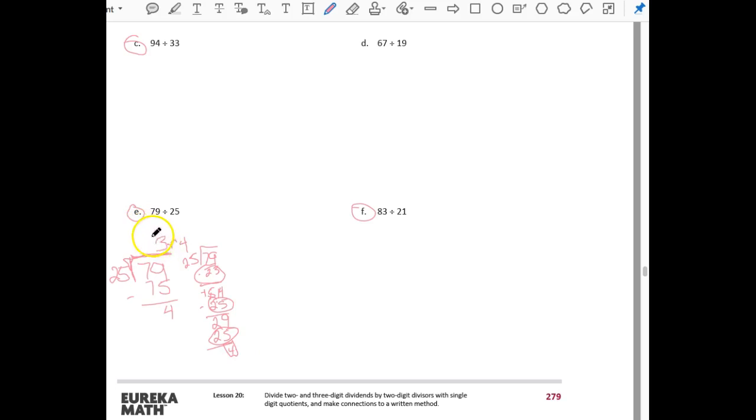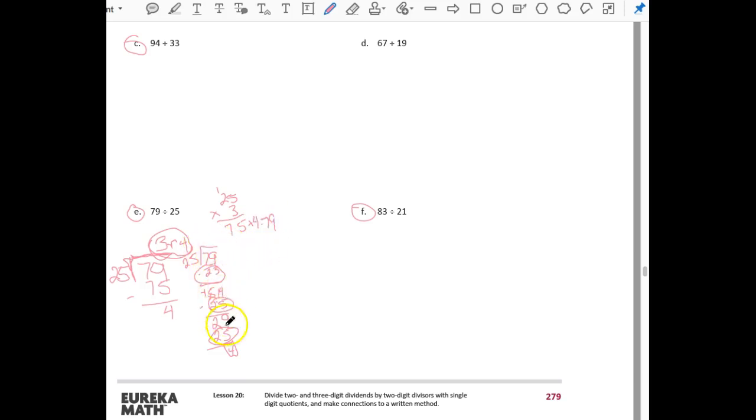I took it away. When I divided it, I fit 3 of them with a remainder of 4 inside of it. And another way to check it is to go, oh, 25 times 3. 5 times 3 is 15. 3 times 2 is 6, plus 1 is 7. And then if we add our remainder of 4, we get 79. So that's a way to check it also.